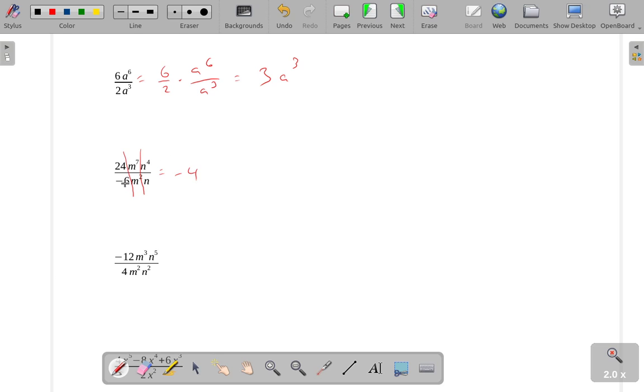That would be negative 4. M to the 7th over m squared. 7 minus 2 is 5, so we get m to the 5th. And n to the 4th over n to the 1st. Remember, you can put a 1 there. This would be n to the 3rd.